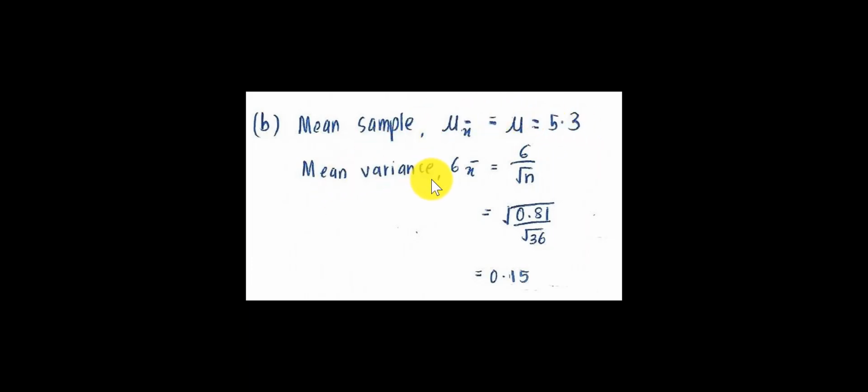And for the sample variance, it is equal to your standard deviation divided by the square root of n. So we know that your n is equal to 36. And your standard deviation of the population is equal to the square root of 0.81, in which from A you already got the value of variance, which is 0.81. So the standard deviation is the square root, then you have the answer 0.15.